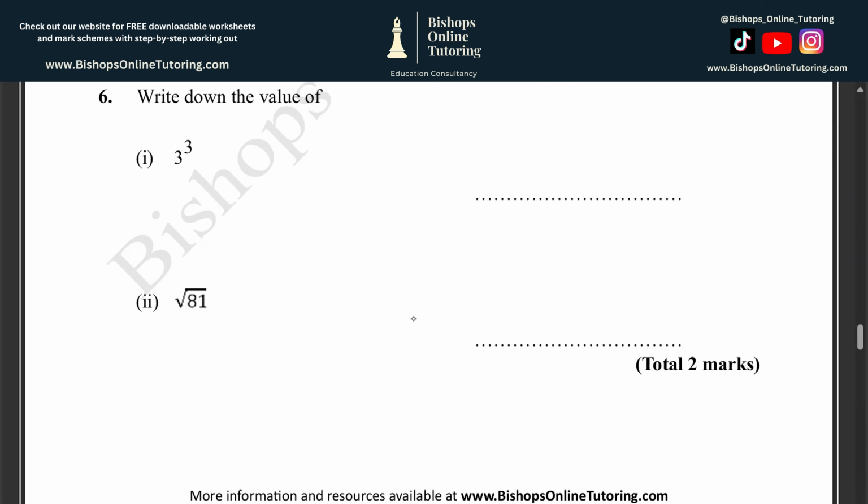Write down the value of 3 cubed. So 3 cubed is the same as 3 times 3 times 3. 3 times by 3 gives us 9. 9 times by 3 gives us 27. So our answer is 27.